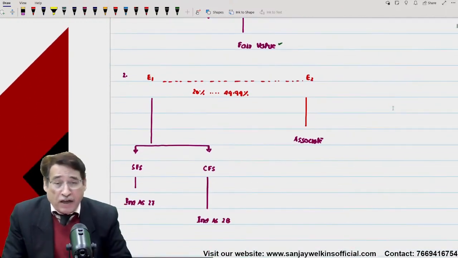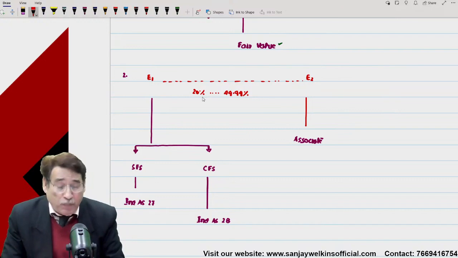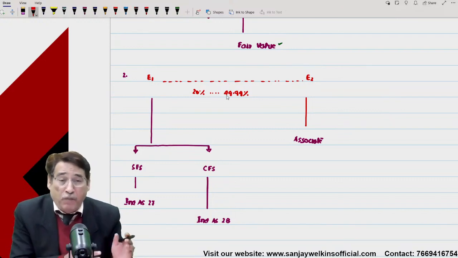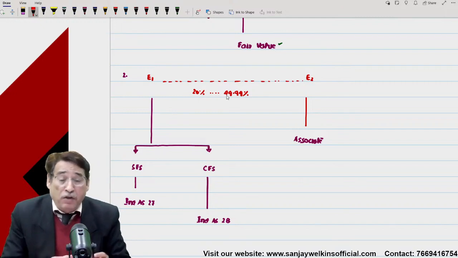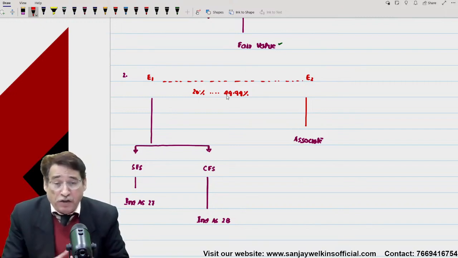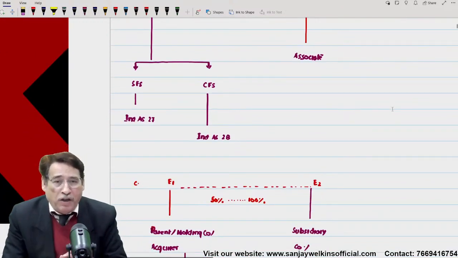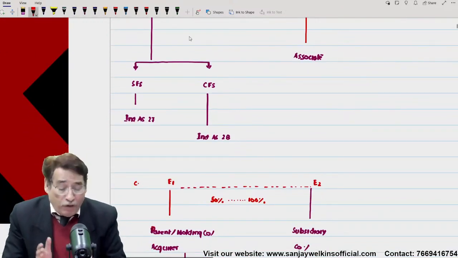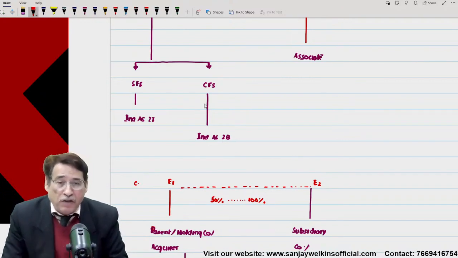Then I took a second case wherein I spoke about this particular fact that there is an entity by the name of E1. It has investment in the range of 20% to 49.99% in the other entity. In such a situation, the other entity will become your associate entity, no doubt about that. Under such a situation, the important point is that the investor entity will have to prepare two types of financial statement, one separate financial statement, another one consolidated financial statement.